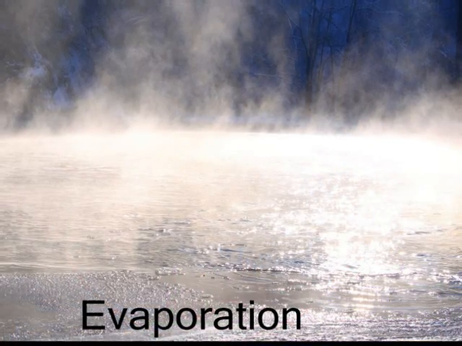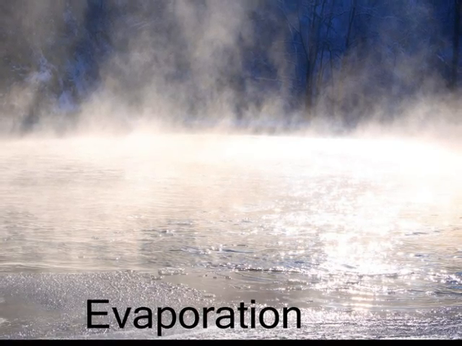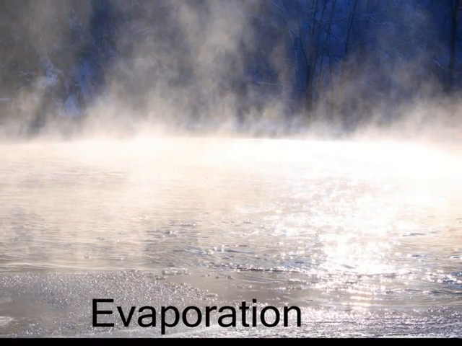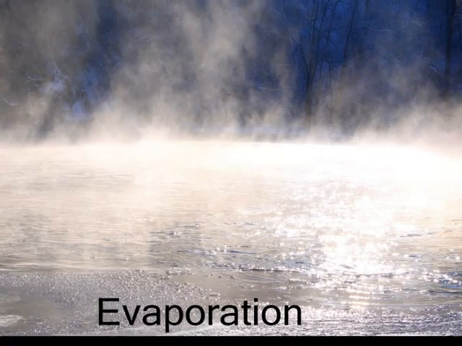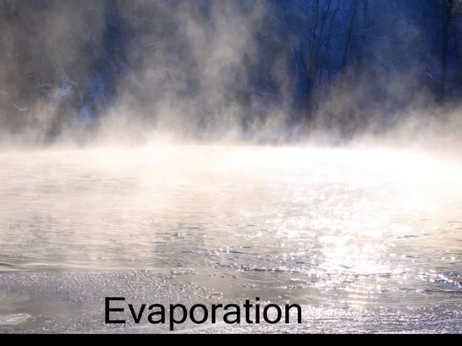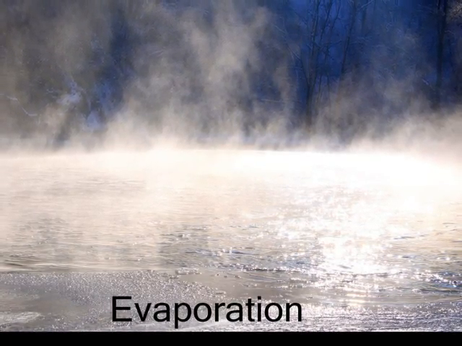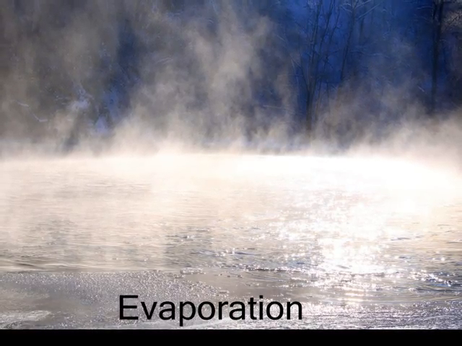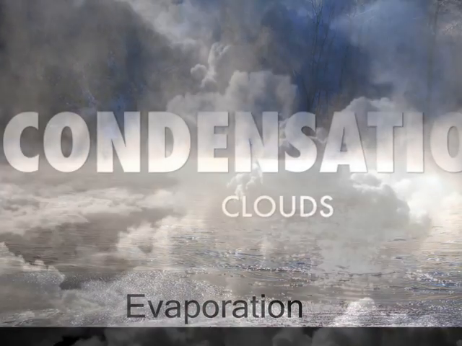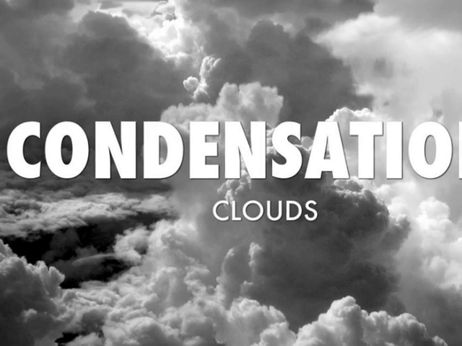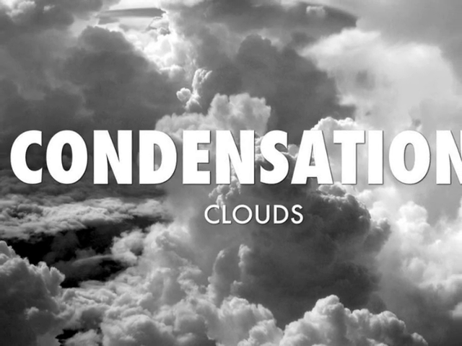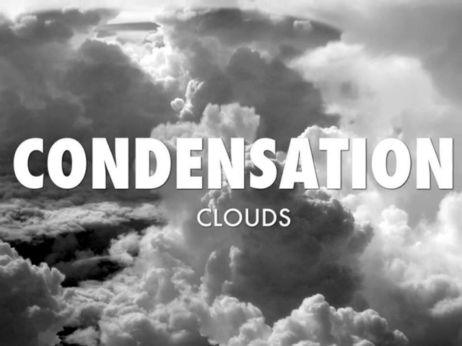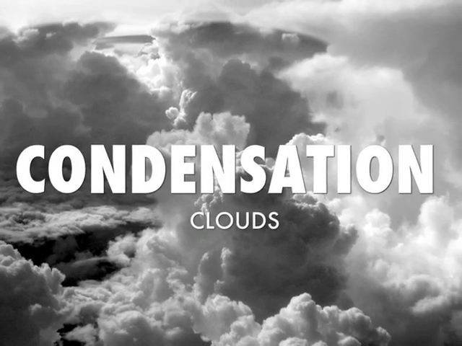Let's begin by taking a look at the water cycle through the step of evaporation. Evaporation is when the sun heats up water in rivers or lakes or the ocean and turns it into vapor or steam. The water vapor or steam leaves the river, lakes, or ocean and goes up into the air. Once that water vapor in the air gets cold enough, it changes back into liquid, forming clouds. This process is called condensation.